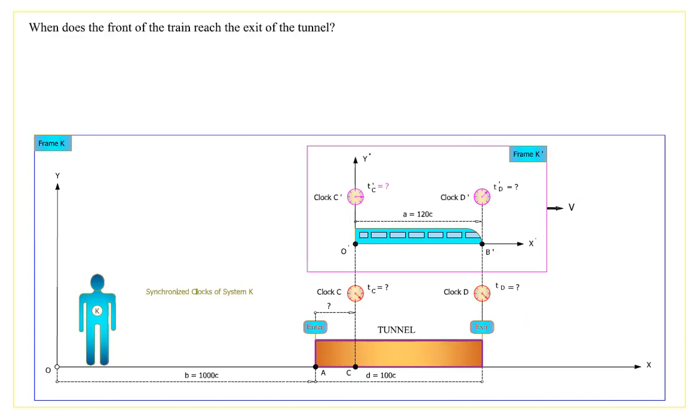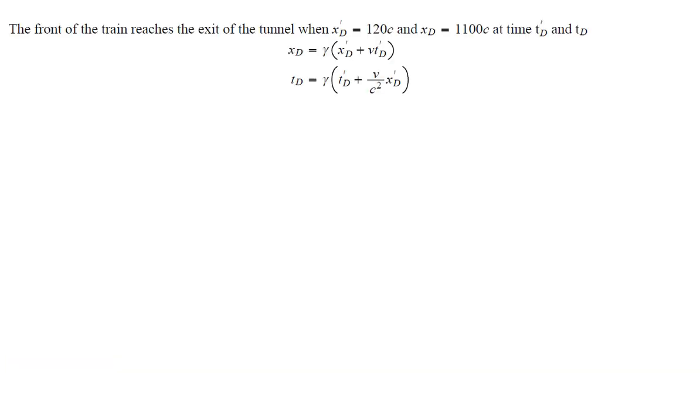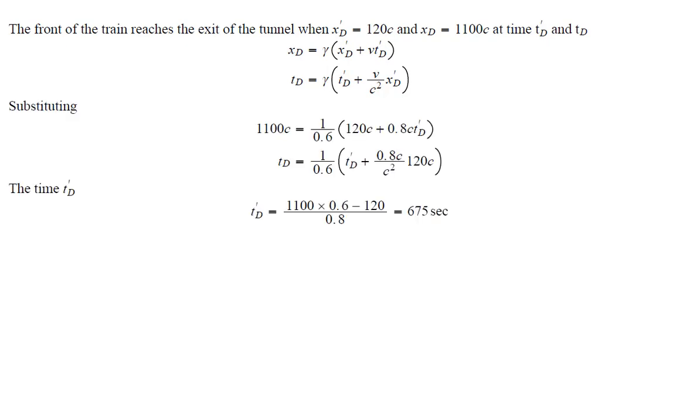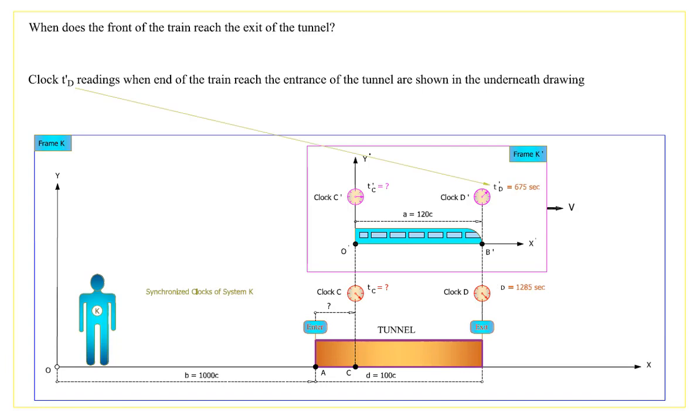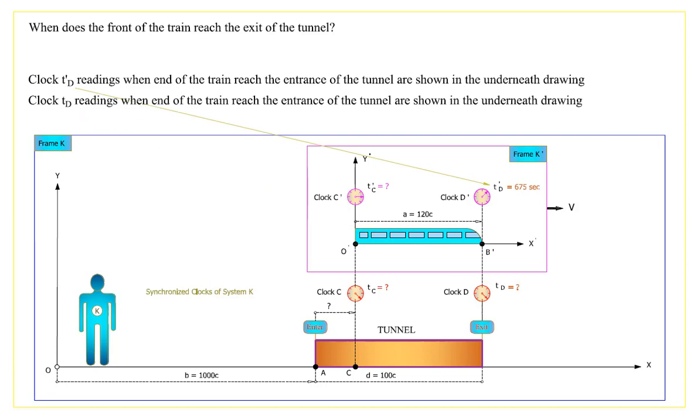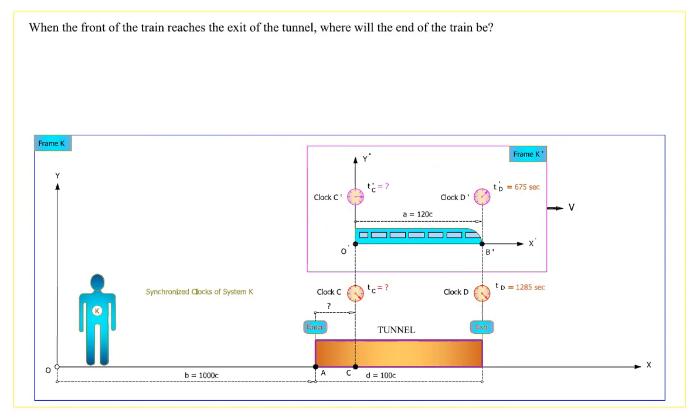When does the front of the train reach the exit of the tunnel? The front of the train reaches the exit of the tunnel when x prime d equals 120 c and xd equals 1100 c at time t prime d and td. Substituting, the time t prime d equals 675 seconds. Clock t prime d and clock td readings are shown in the underneath drawing. When the front of the train reaches the exit of the tunnel, where will the end of the train be?